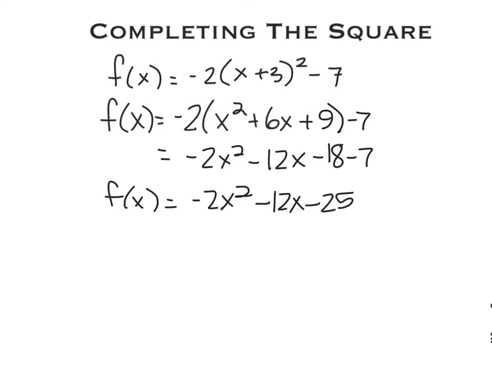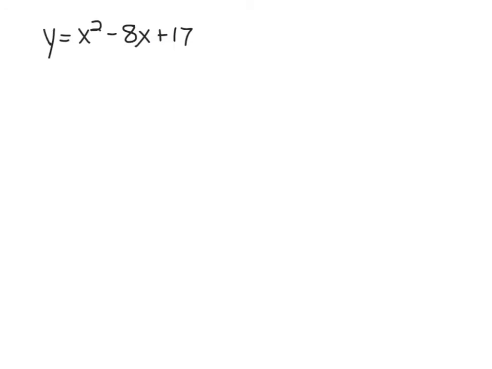So what I just did was I took this from vertex form and brought it to standard form. What we want to learn how to do now is bring it from standard form to vertex form, and that is called completing the square. So here's something in standard form. How do I take it from standard form to vertex form?